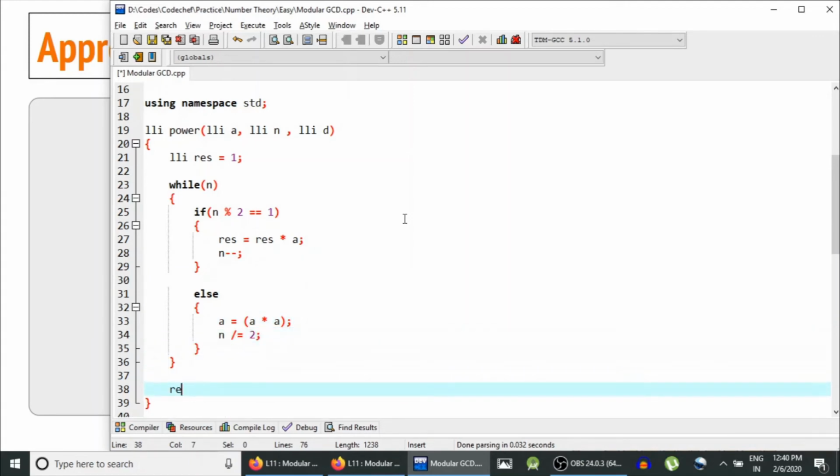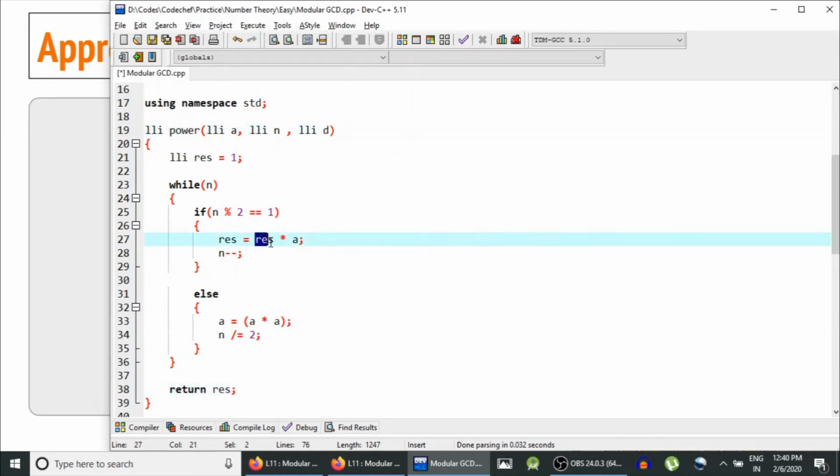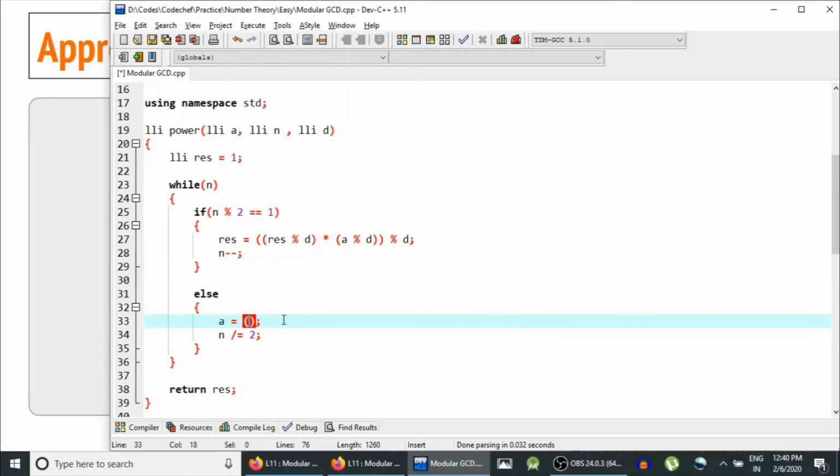And finally we return result. But this time, since we have to take it modulo d, so whenever you are going to do this, you do result modulo d into a modulo d and final modulo d, and minus minus. And here we are doing a into a, so we would do a modulo d into a modulo d and final modulo d.